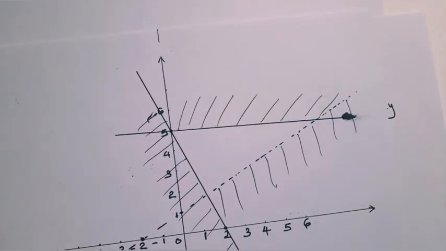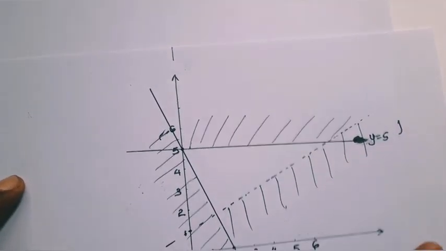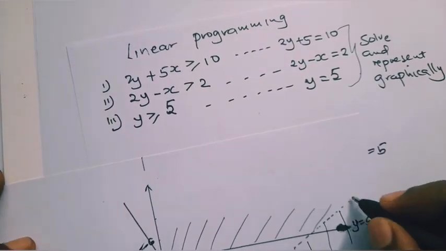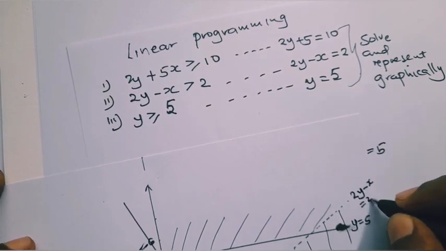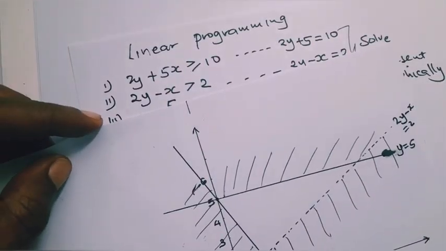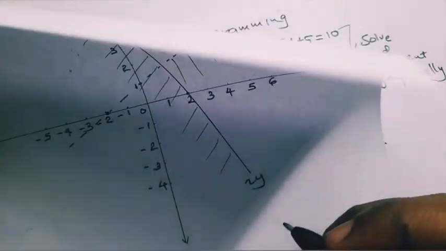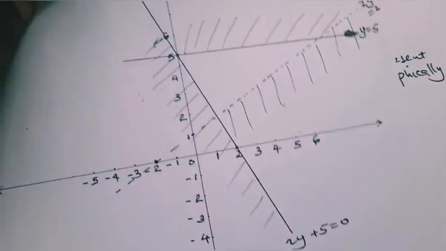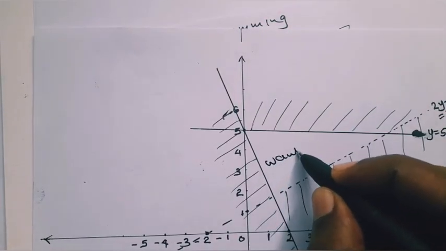So remember, we have said that this is y equals 5, and this other line is 2y minus x equals 2. And this one here, we talk of 2y plus 5x equals 10. So that is how we represent it, and we are saying this is the wanted region.